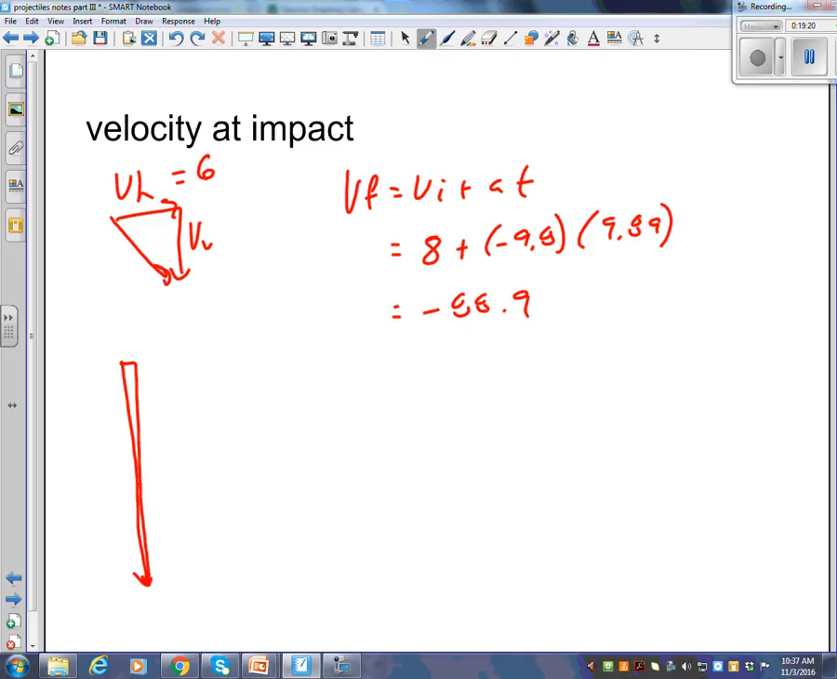Minus 88.9. But technically, I do have to find that hypotenuse, right? So this here is 88.9, so v squared is equal to 6 squared plus 88.9 squared.